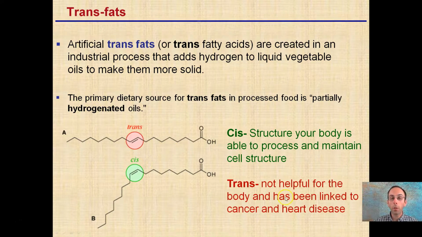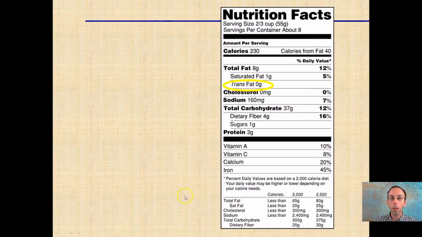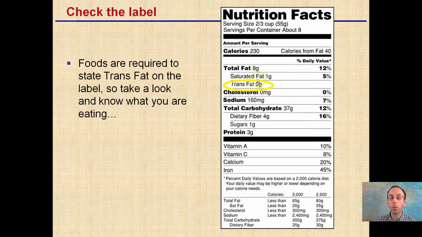As a result, now that we're seeing these negative effects linked to trans fats, we're seeing them required to be on nutrition fact labels. Foods are required to state trans fat on the label. So take a look and know what you're eating. As a result of this, companies are now going about different ways to achieve the same end result without creating trans fats because of their negative impacts on the body. However, with the label laws requiring companies to state this, you can easily check to see if there are any trans fats in the food you are consuming.